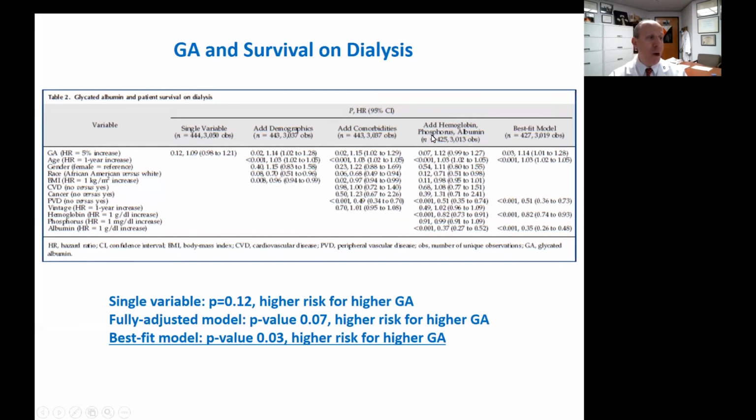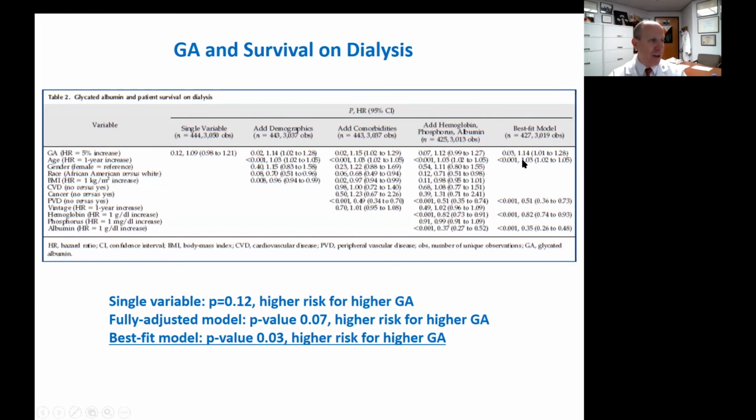We added in hemoglobin, phosphorus, and albumin levels. Those are important in patients on dialysis. And we came up with a best fit model. And you see the glycated albumin p-value is 0.03, hazard ratio 1.14. The higher the GA, the higher the risk of death in the best fit model.